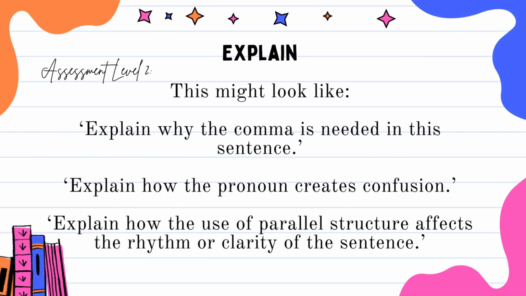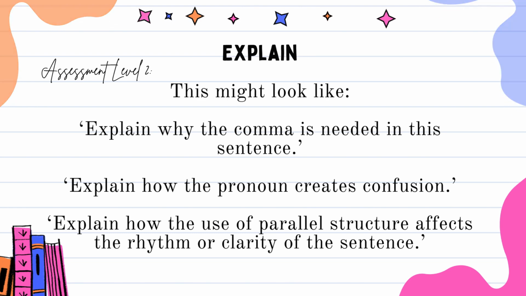At the explanation level, students move beyond choosing the right answer. They explain why something is correct, effective, or meaningful. This might look like: explain why the comma is needed in this sentence. Explain how the pronoun creates confusion. Explain how the use of parallel structure affects the rhythm or clarity of the sentence. This level helps students develop metalinguistic awareness, which is just a fancy way of saying they can think and talk about how language works. This is where grammar becomes more than just rule memorization. It becomes a tool for understanding and composing text.